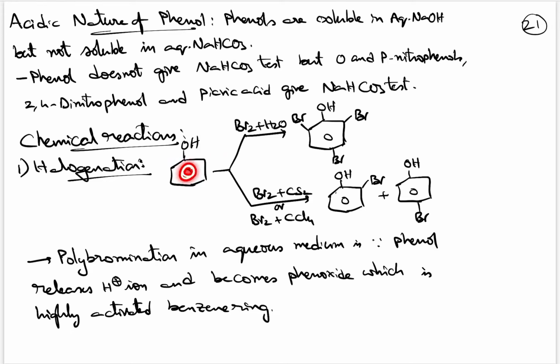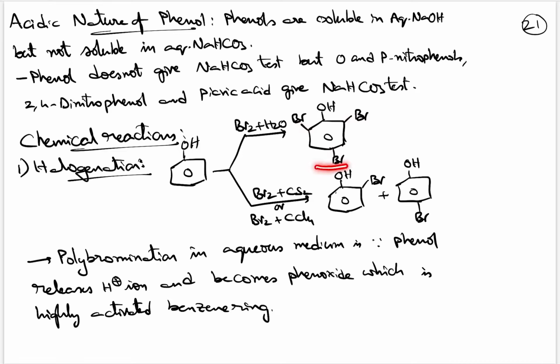And if the benzene pi electron density is increased a lot, then the reactant molecule becomes highly reactive for the particular reaction, and the reaction becomes difficult to stop at mono substitution. Therefore, if you take bromine in presence of water, polybromination reaction will happen.